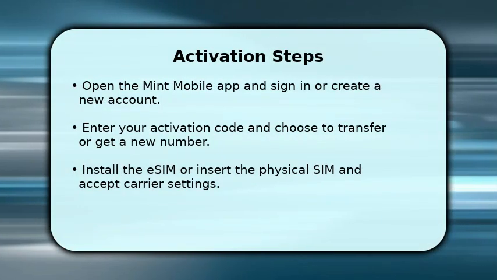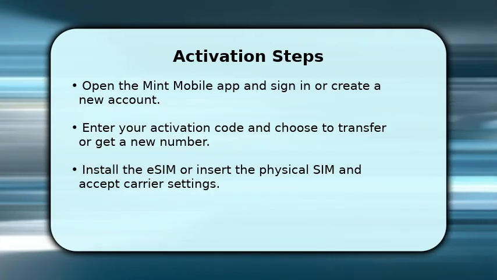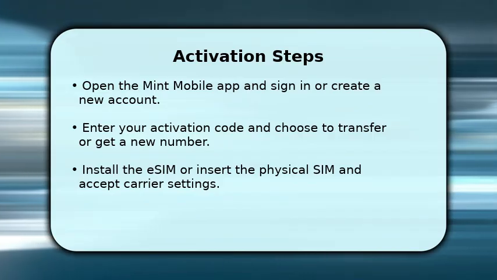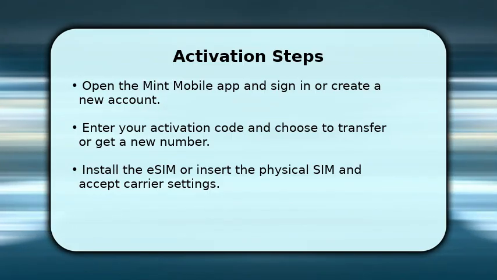Start by confirming your iPhone is unlocked and has the latest iOS update. Locate the Mint activation code in your email or on the card, then open the Mint mobile app. Follow the app's prompts to transfer your number or pick a new one, accept carrier settings, and install the eSIM or insert the physical SIM. Test calls and data, then adjust APN if needed, and enable Wi-Fi calling for best coverage.